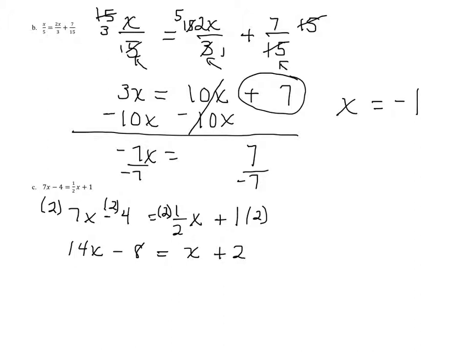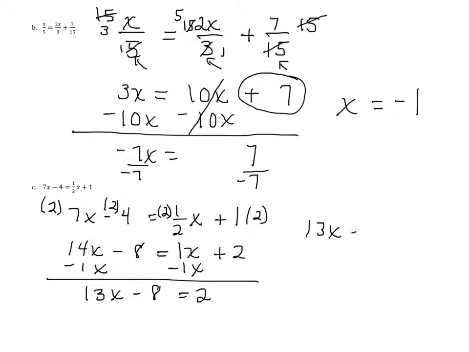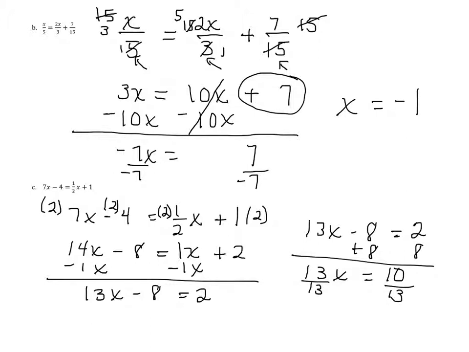Oh, okay, so we're going to take 1x here, we're going to take it away from both sides. So I get 13x, take away 8 is equal to 2. I'm going to add 8 to both sides. So I get 13x is equal to 10. And then I'm going to divide both sides by 13. So our result is x is equal to 10 over 13, which isn't bad, it just is a fraction. Okay, let's move on to the next page.